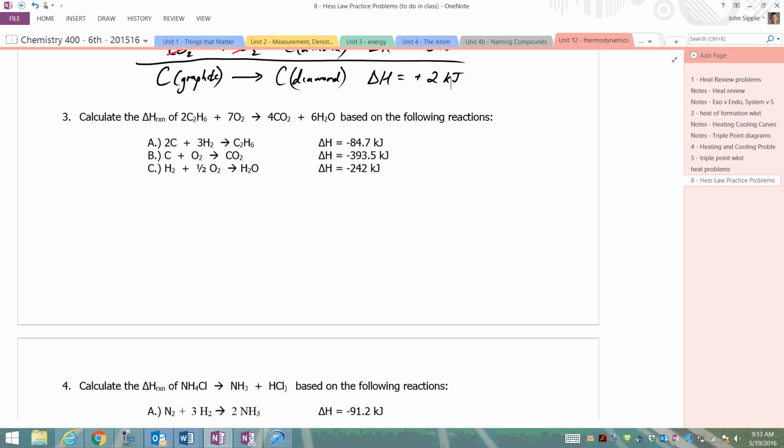If we look at the first reaction, there's some stuff here. There's H2 and C. They aren't even in the overall reaction, so we're going to have to get rid of those somehow. But there's C2H6 in there, so we definitely want to flip that one around, don't we? So we're going to rewrite that one. We're going to flip it.